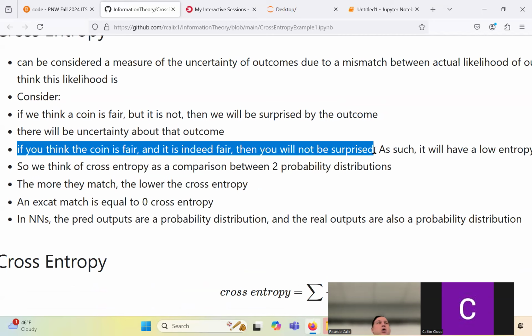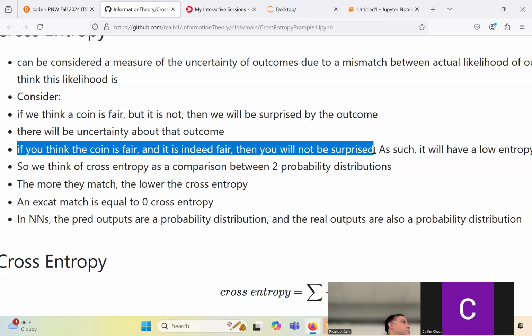So if you think the coin is fair and it is indeed fair, that's like saying the model believes this is a cat and it is indeed a cat by the label. Therefore, you will not be surprised. Also, that means it is entropy of 0 and the loss function is trying to do what? Minimize that. Do you guys see that? So the loss function is trying to minimize that.